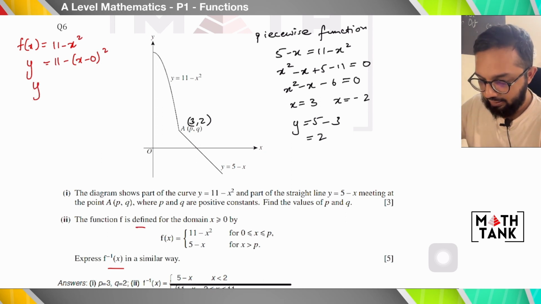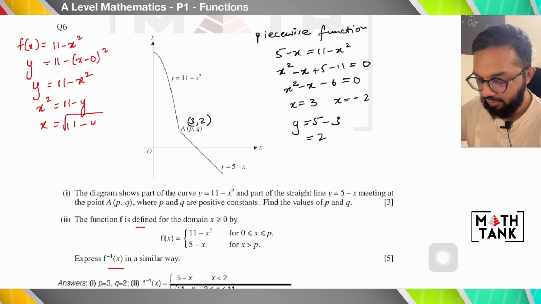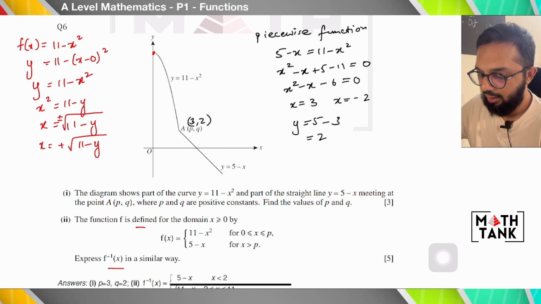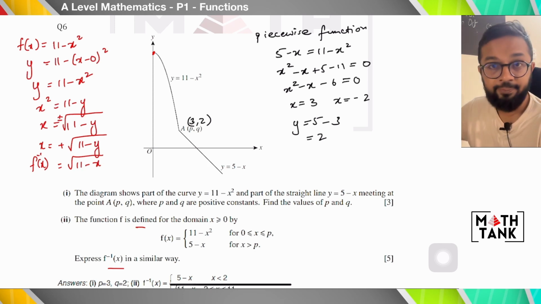I can just say that this is 11 minus x squared. It won't matter. 11 minus y. And then I take a root. When I take a root, I know that I have to decide between a plus and a minus. In this case, I'm going to decide it's a plus because I can see that my graph is to the right side of the turning point. Okay, so therefore it's a plus. So f inverse of x is basically root of 11 minus x.